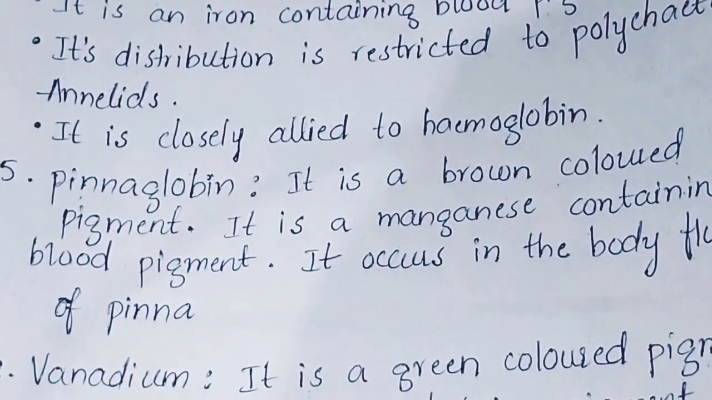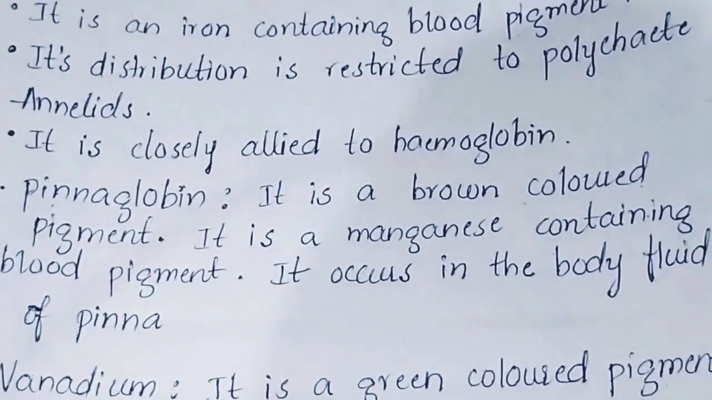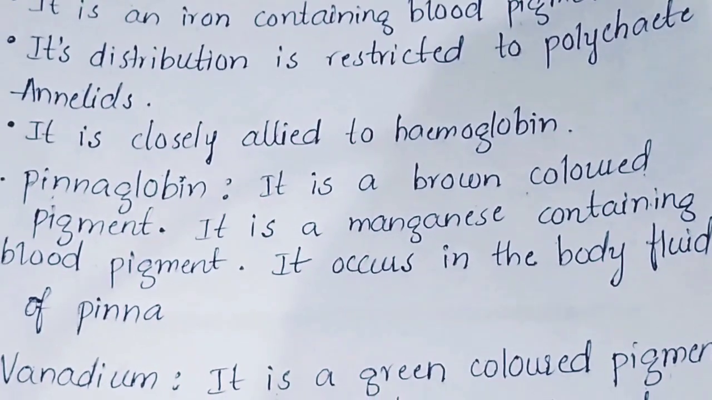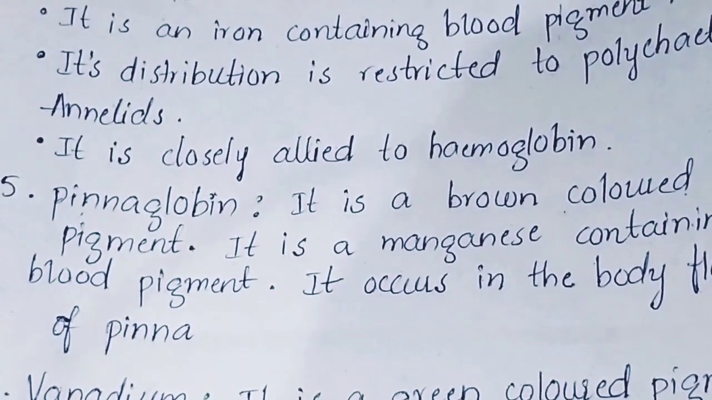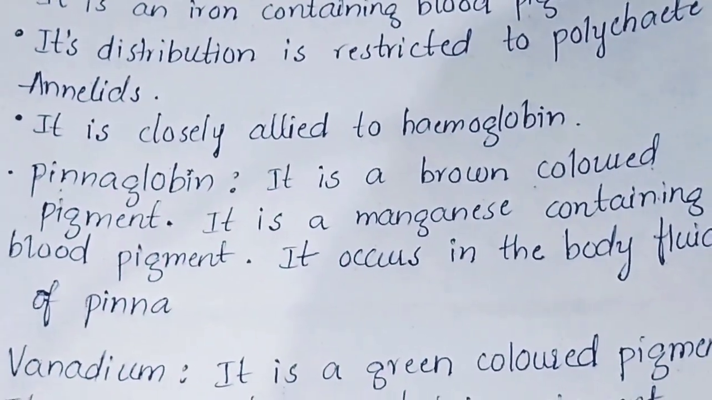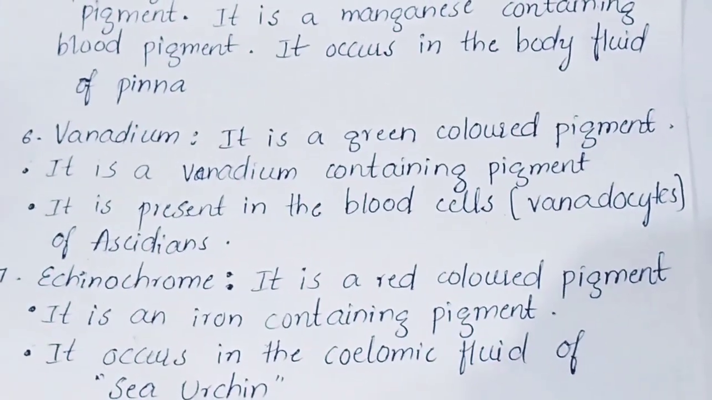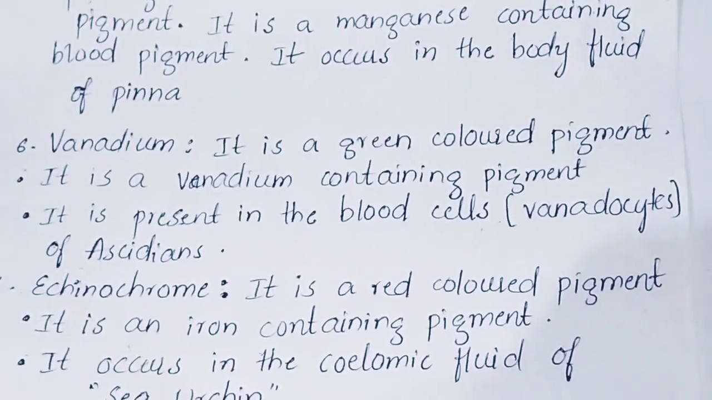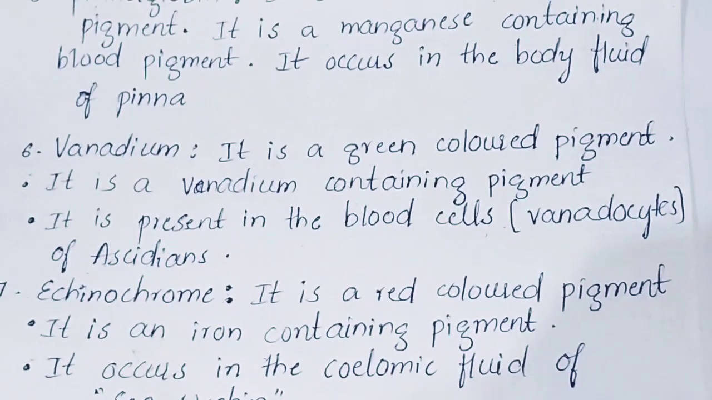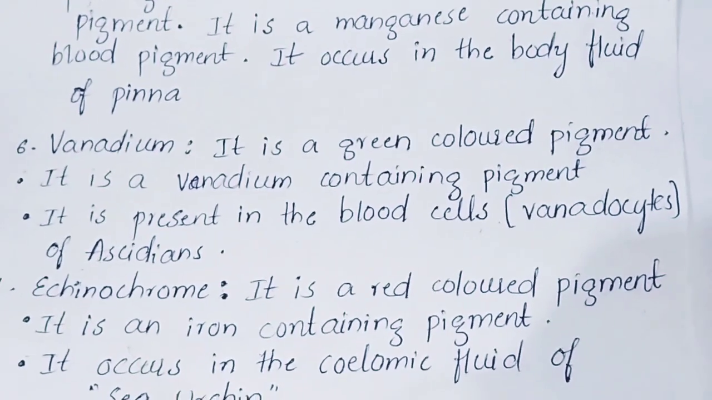Then the pinnaglobin, it is a brown colored pigment and it consists of manganese that is responsible for the brown color of the blood. It occurs in the body fluid of pinna. Then vanadium, it is a green colored pigment. It consists of vanadium in the pigment and it is present in the blood cells, vanadocytes, of ascidians.